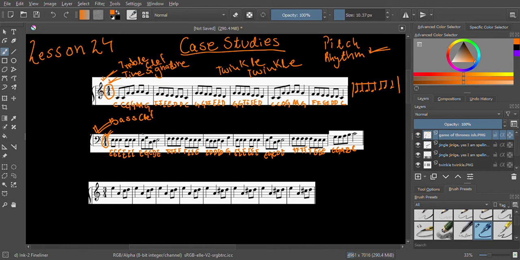Okay, now unlike what we did last time, I'm going to go bar by bar and identify the rhythm each time.